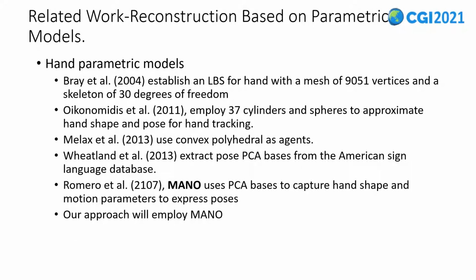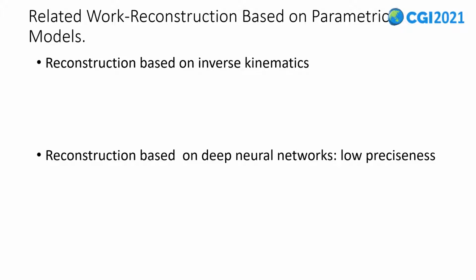Inspired by the idea of linear blend skinning for human body, a number of parametric models are proposed to represent hand shape and pose. A more popular model is MANO by Romero et al., which adds a set of shape parameters to the LBS model in order to capture the hand shape of different individual subjects. Many works try to reconstruct hand based on parametric models.